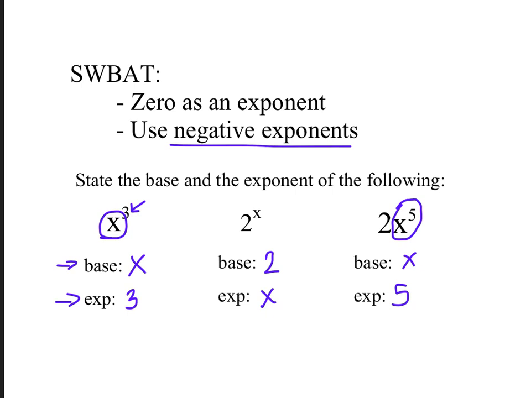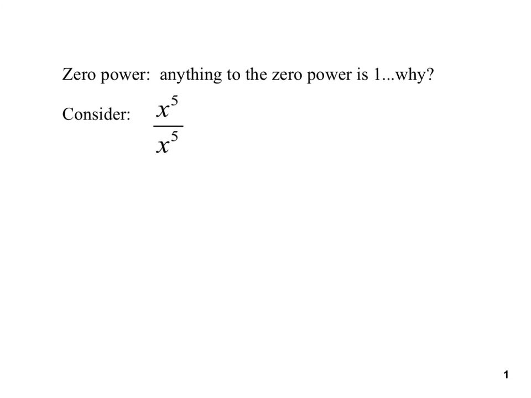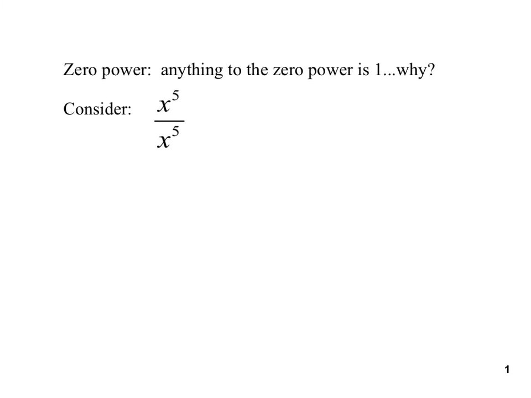Okay, so let's continue on. Anything to the 0 power is 1. And why is that? Let's do this in 2 different ways. The first way is that anything divided by itself is 1. So x to the 5th divided by x to the 5th is 1. And we could also do x to the 5th divided by x to the 5th and subtract the exponents. 5 minus 5 is 0, so x to the 0 power.